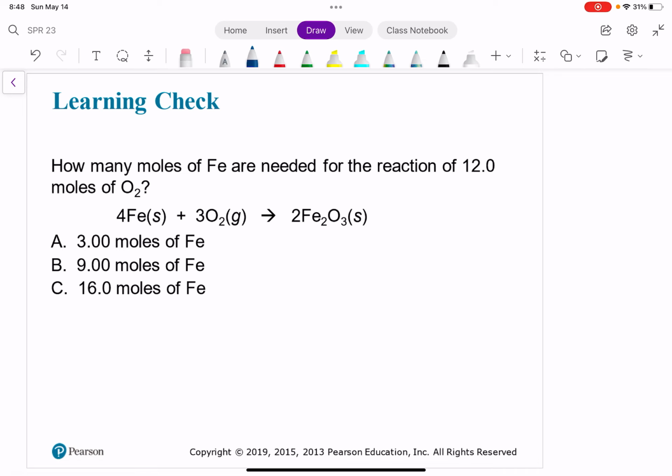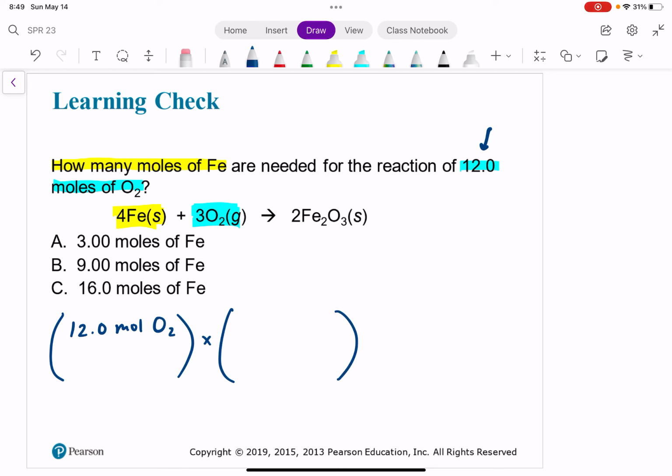How many moles of iron are needed for the reaction of 12 moles of oxygen? So now we're looking at our, let's color code a little bit. We want to know how many moles of iron, and we know how many moles of O2. So we're looking at these two things. All right, so let's see. We're given 12.0 moles of O2, so we'll start with that. 12.0 moles oxygen. And we want to see how many moles of iron we can get out. Or sorry, how many moles of iron react with those 12 moles of oxygen.